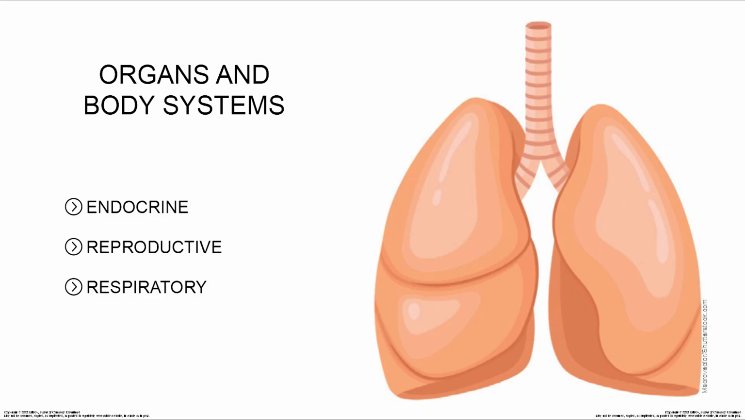So now we're going to discuss how the endocrine and the reproductive system are closely related. The endocrine system is responsible for growth and development, and the reproductive system deals with hormones. These hormones are released into the bloodstream. In females, you have the ovaries and uterus. In males, we have the penis and testes.